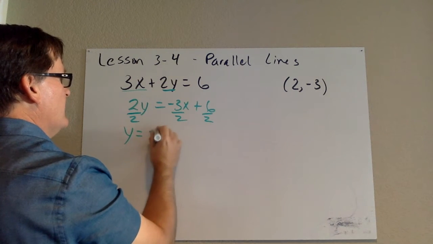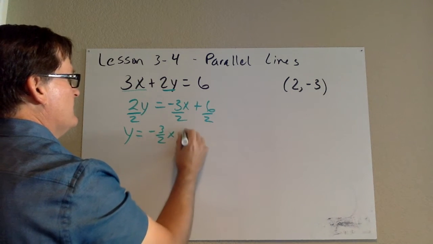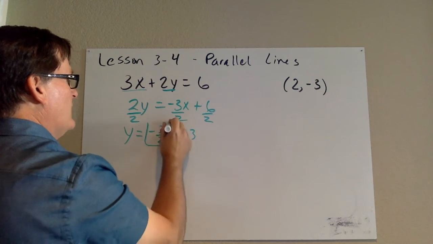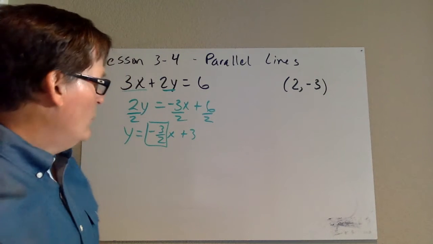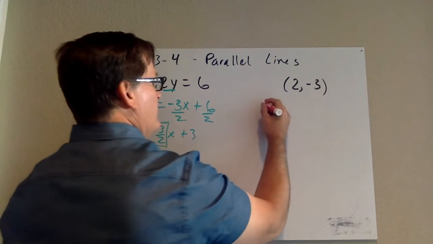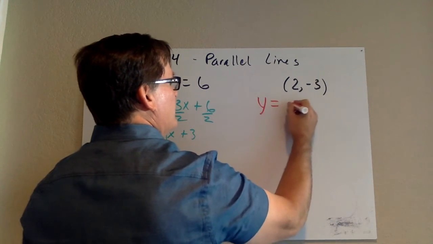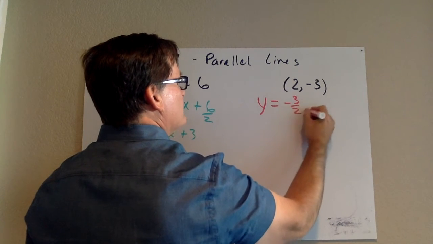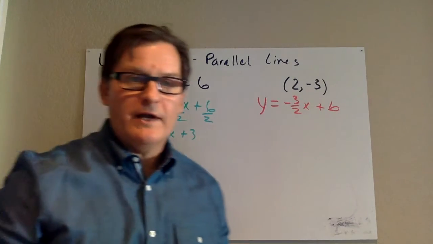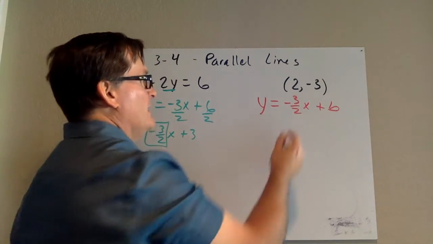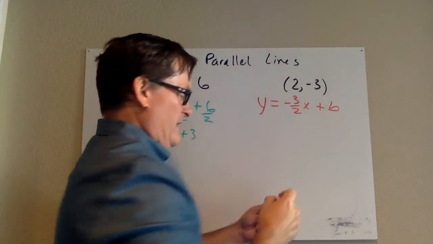y equals -3/2 x plus 3. That's what I needed to know. I needed to know the slope of my new line, -3/2. So I know my new line is going to have a slope of -3/2. What I don't know is the y-intercept, that second piece I need to completely define the line. This point's going to help me find it.